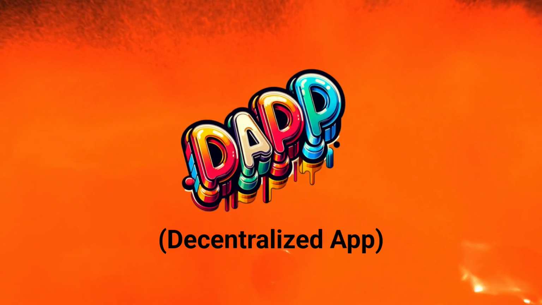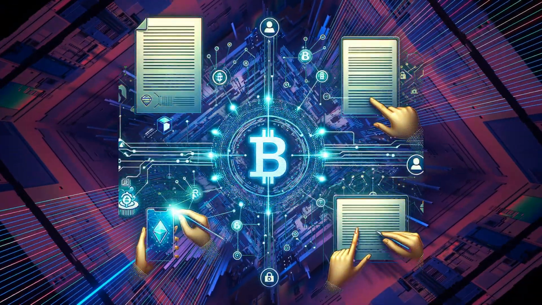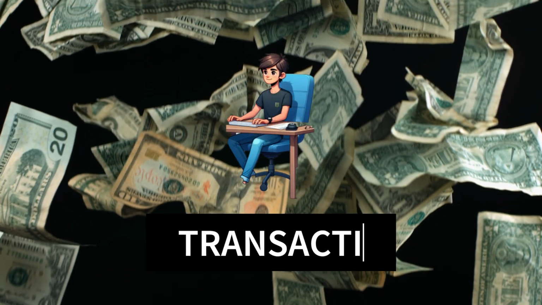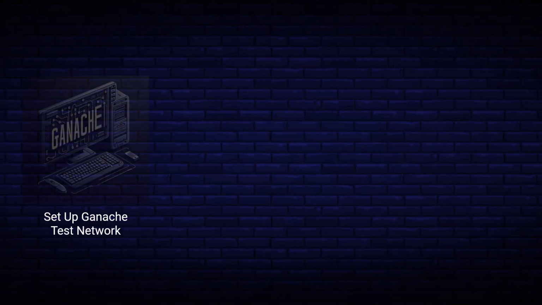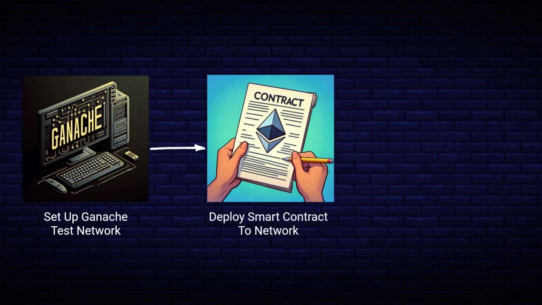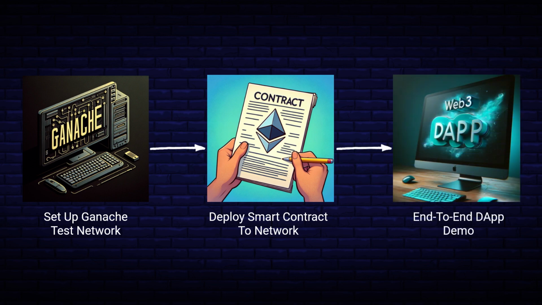DApps, or decentralized apps, are built on top of these smart contracts, helping to create a completely secure end to end user experience as well as provide fees back to the application developers when smart contracts are executed. In this tutorial, we'll go over setting up our own Ethereum test network in Ganache, deploying our smart contracts to the test network, and building our own DApp to interact with these contracts.